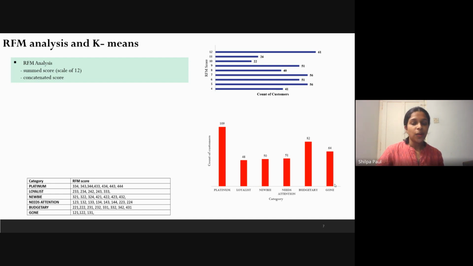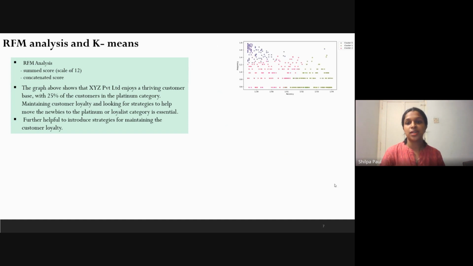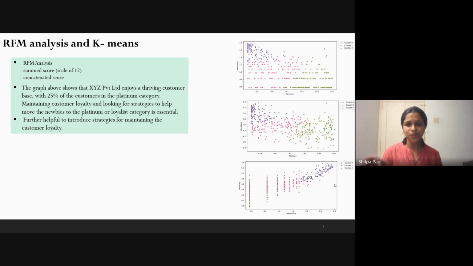So again, to broadly classify these customers, to develop strategies, and to understand how the recency and frequency scores vary, to visualize it we did a k-means clustering, and the k-means clustering graphs are seen here. To explain it very quickly, the purple one, cluster 0, has good recency, frequency, and monetary scores. And look at the green ones.